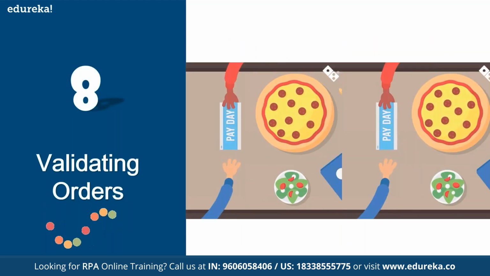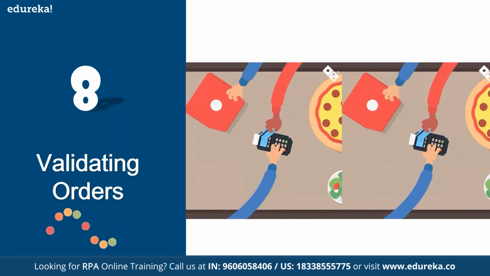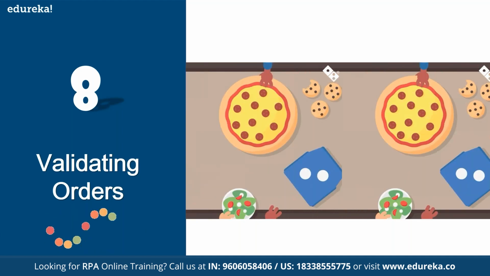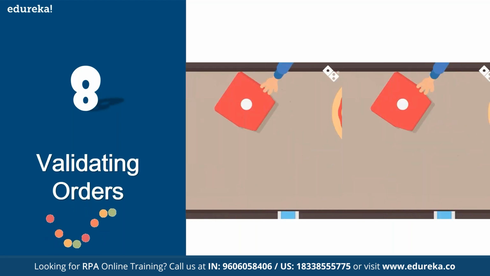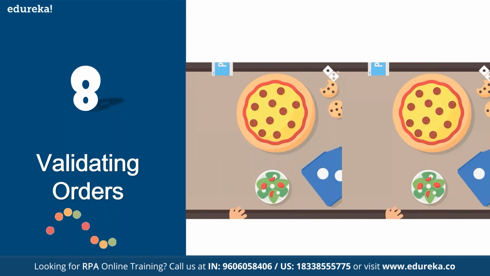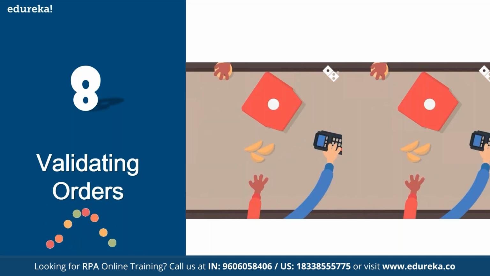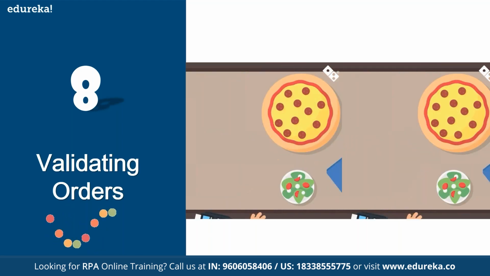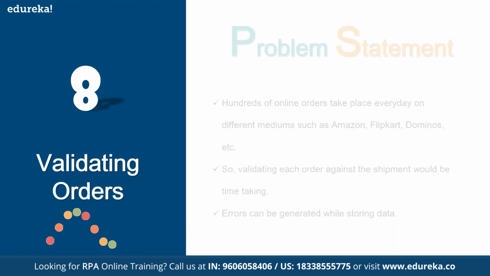Next, validating orders. Here you can clearly see it's kind of a pizza ordering company, so we can name it Domino's. The dots are also referring to the same Domino's. If you are working with Domino's or any e-commerce website like Amazon, Flipkart, where a lot of orders flow into your website on a daily basis, a lot of orders come into your organization, and someone ordered something. You have to do the shipment. It has to go to the customer.